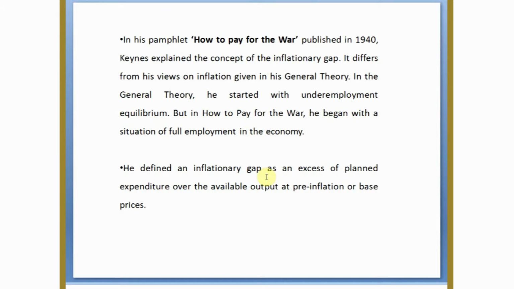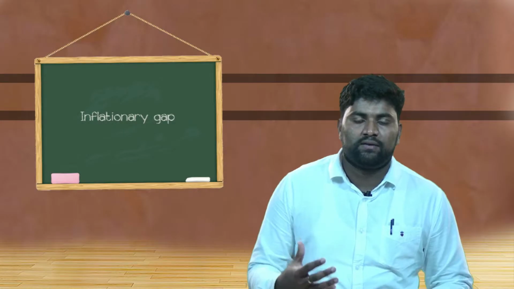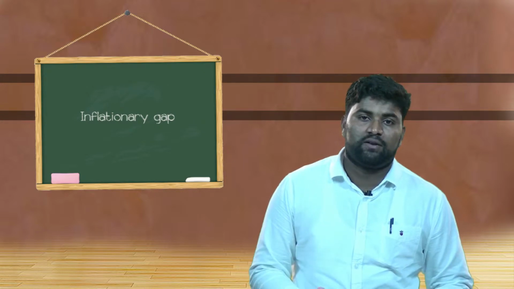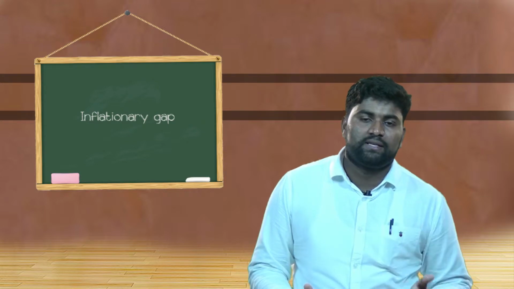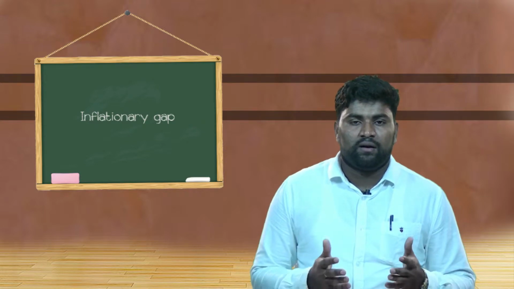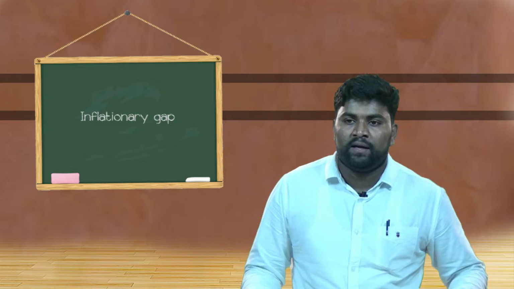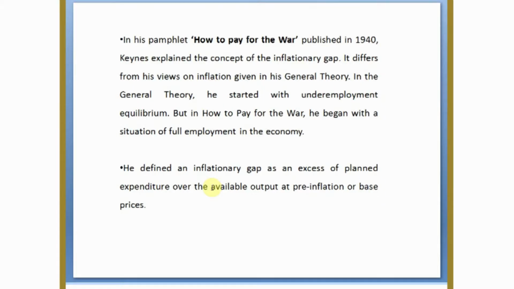In the General Theory, he started with the underemployment equilibrium, but in How to Pay for the War, he began with the situation of full employment in the economy. Here, he started to explain this concept of the inflationary gap with full employment. In the earlier case, in the General Theory, he had explained it under underemployment, but here it is full employment. He defined an inflationary gap as an excess of planned expenditure over the available output at pre-inflation or base prices.